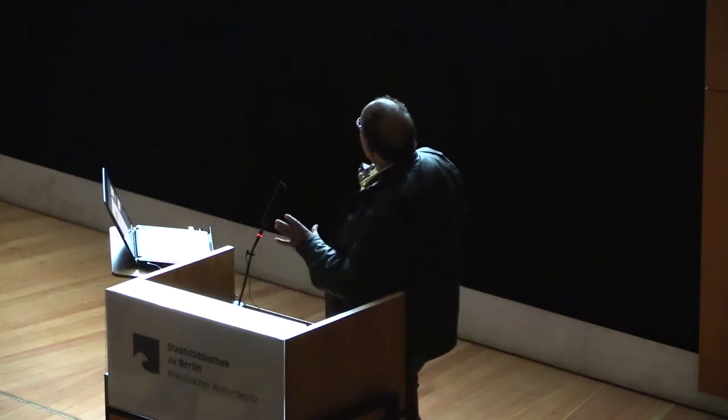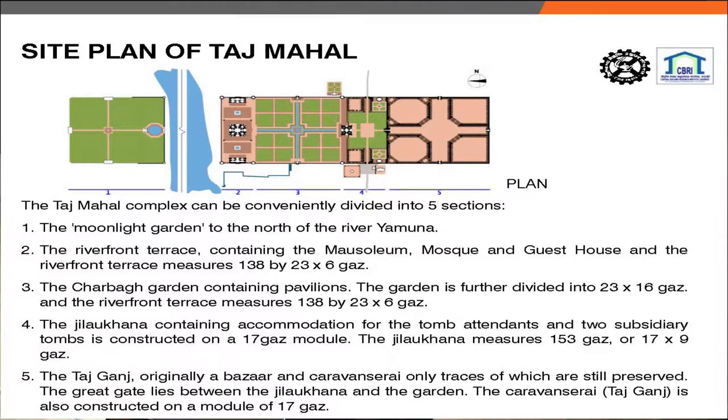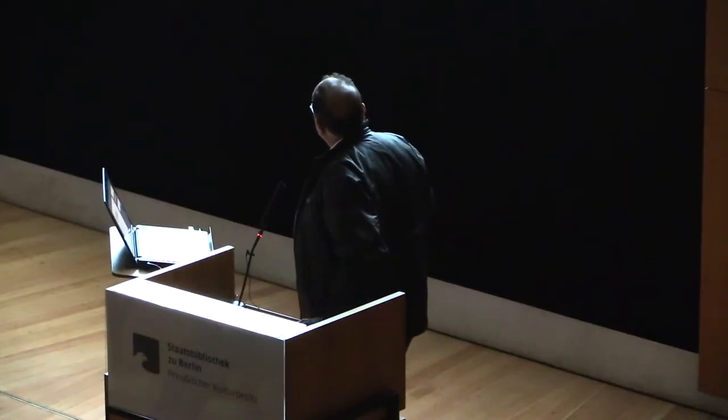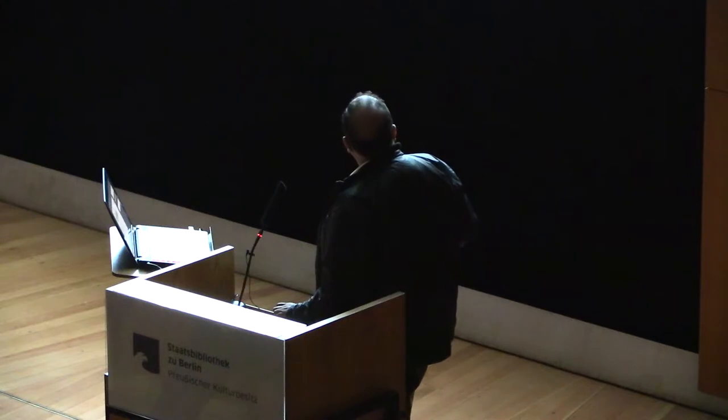If I look at the plan, there are five parts we can divide it into. One is this moonlight garden. It is across the bank of the Yamuna. Then this is the main, sorry, this drawing is not to scale, please. This is the Taj Mahal complex, which has the riverfront terrace containing the mosque and guest house. Then the Charbagh garden. Then the Zilau Khana containing accommodation for the tomb attendants and two subsidiary tombs, this portion. And the last is the Taj Ganj, originally a bazaar or market, you can say, which was a caravansarai, only terraces of which are still left. It is not completely left. Some of that has had to make way for the development of the city.